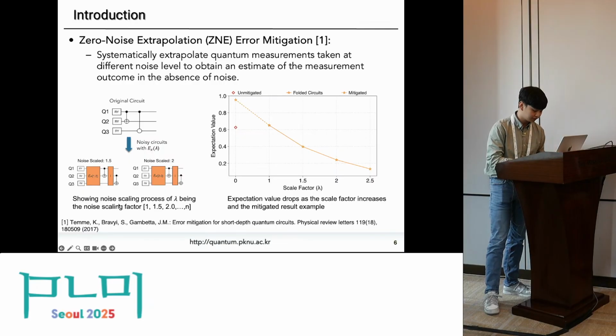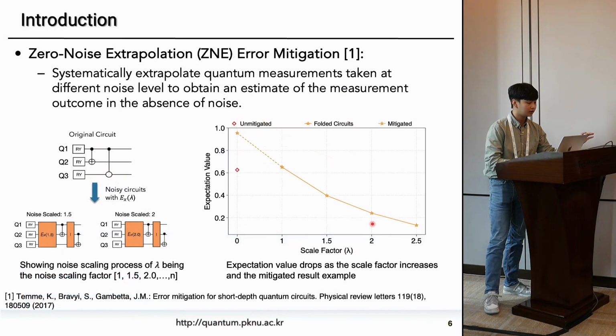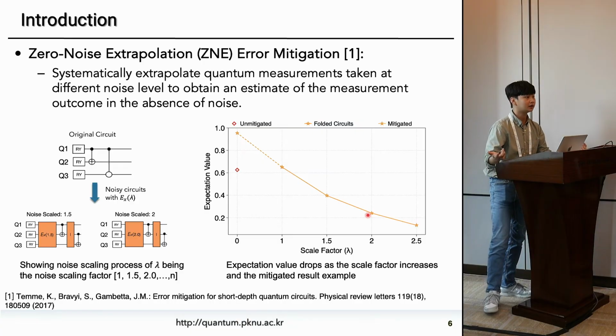If you have a few data points where you scale from 1, 1.5, and 2, then this is the original circuit at 1 with its original noise level. Then at 1.5, you would scale the circuit to be a little bit noisier, essentially with the same gate. At that point, the expectation value of the circuit would drop. And then it would drop lower if you scale it to be much noisier.